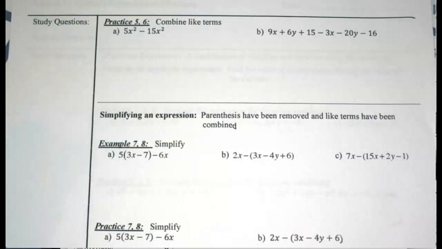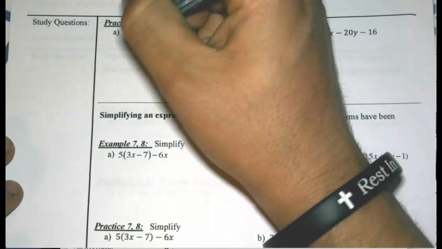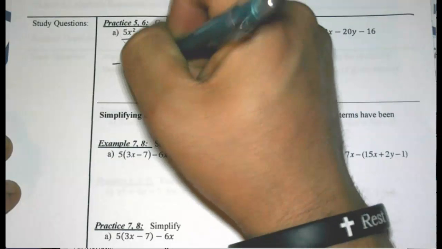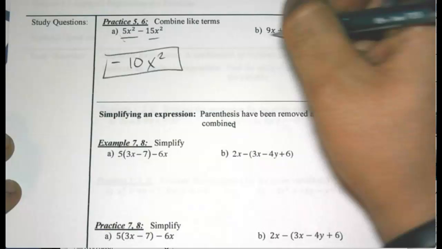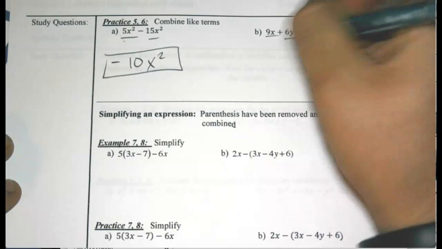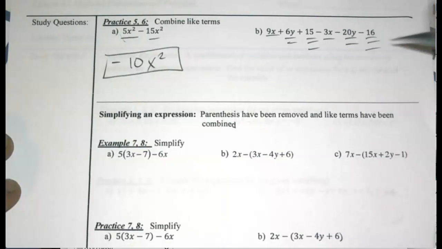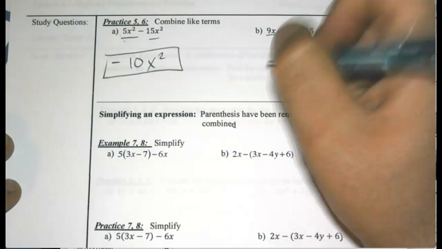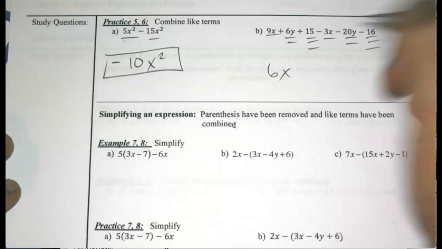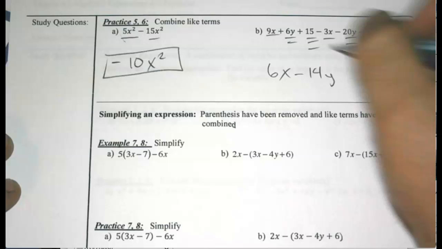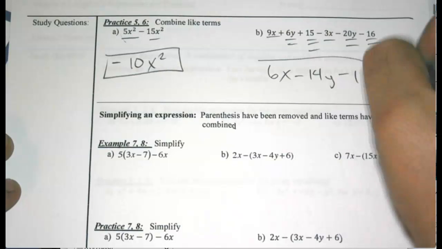So, next page, same skill here, combine like terms. These are like terms, they both have x squared, so 5 minus 15 is negative 10. X squared just comes along for the ride. Here I have 9x minus 3x, 6y minus 20y, and 15 minus 16. So 9 minus 3 gives me 6x. 6 minus 20 will leave me with negative 14y, and then 15 minus 16 is negative 1.